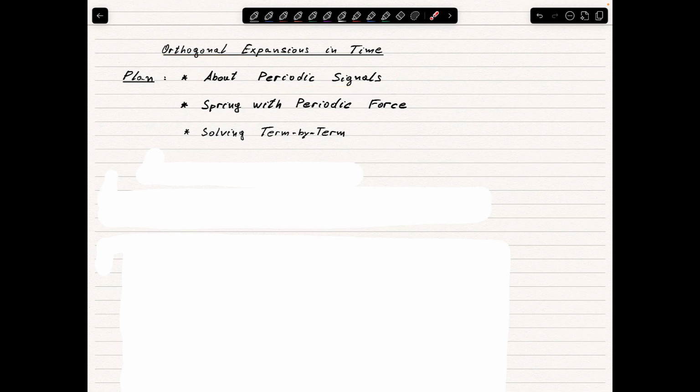Then we are going to focus on the example we are going to solve explicitly in this class, which is the mass spring system that is subject to a periodic force. And this periodic force could be any periodic force, and because of this generality we are going to see that we cannot solve this problem with a method we know. We cannot solve it with Laplace transform, we cannot solve it with undetermined coefficients.